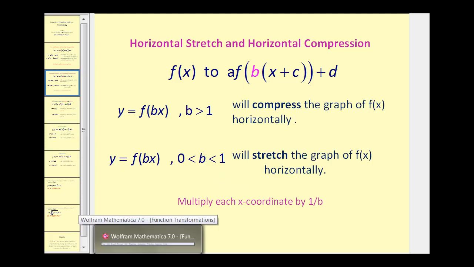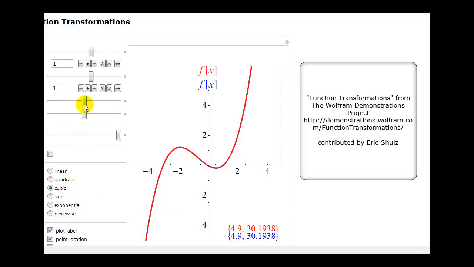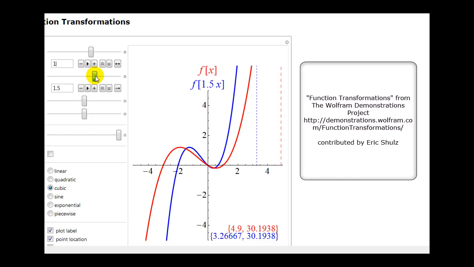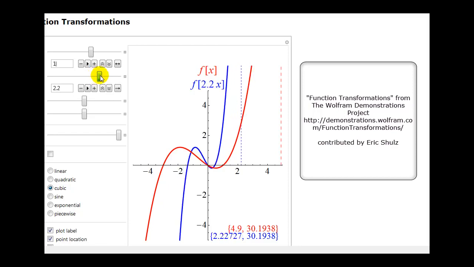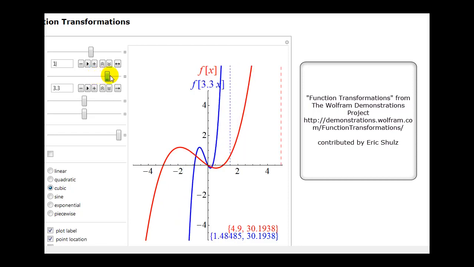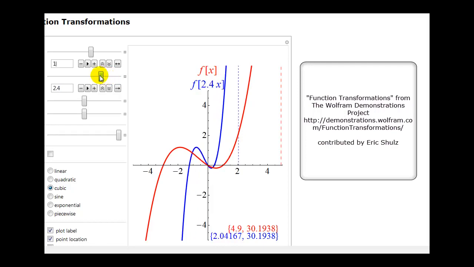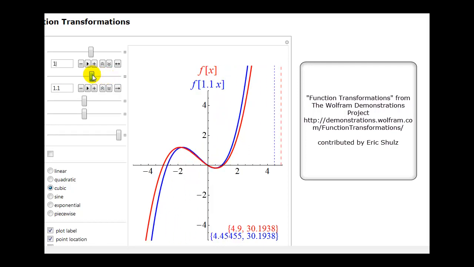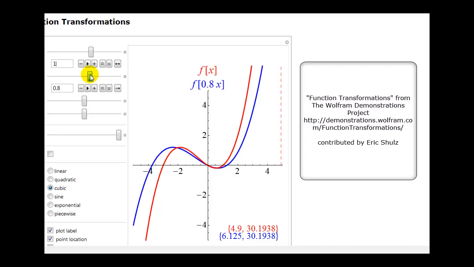Let's go and take a look at a graph of this as well. So again, the transformed function will be in blue. As b is greater than 1, we'll see that the transformed function is compressed horizontally. Notice that the x-intercepts do change now. And if b is between 0 and 1, the function is stretched horizontally, as we see here.